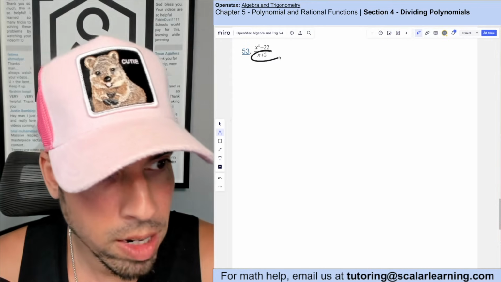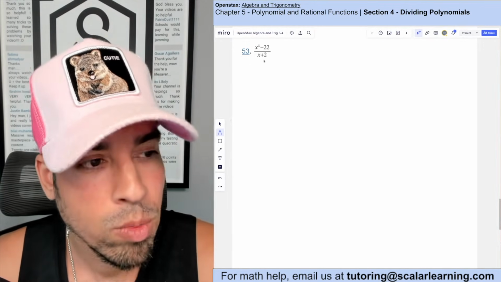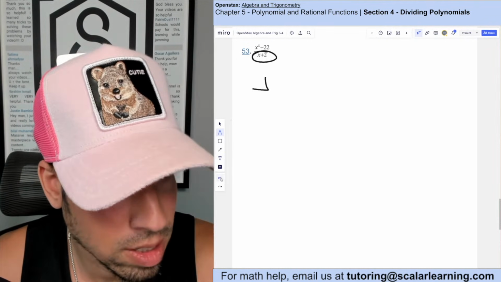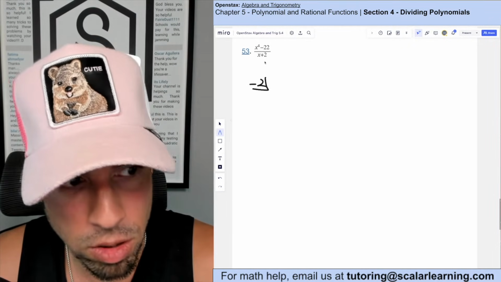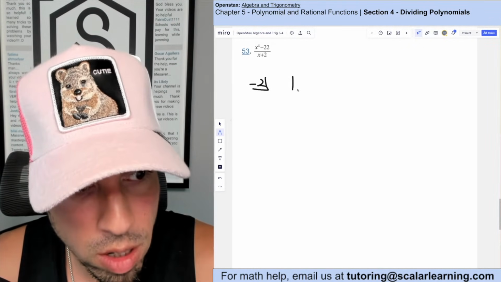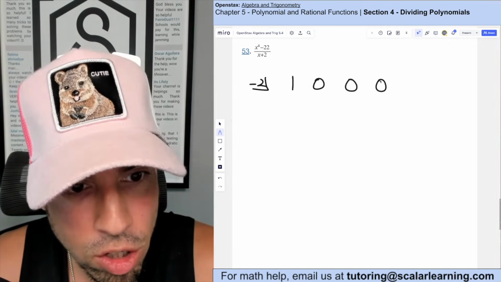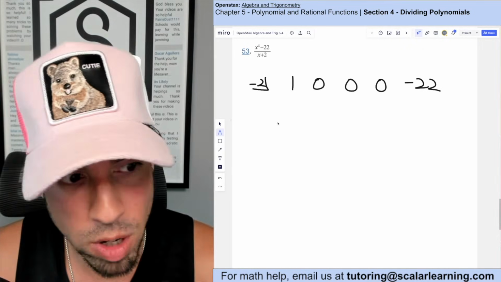So for this one, we're dividing by this binomial, and that's the polynomial that's being divided on top. So we start with synthetic division by taking the opposite of the second piece, which is -2. That goes in the box. And then we take the coefficients of the top polynomial that's being divided. So it's 1x to the 4th, 0x cubed, 0x squared, 0x, and -22, right? We have to add those 0 placeholders, otherwise this won't work.